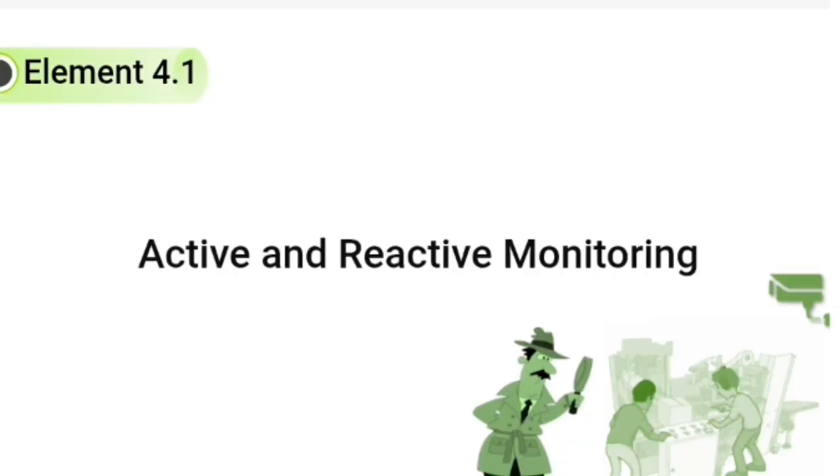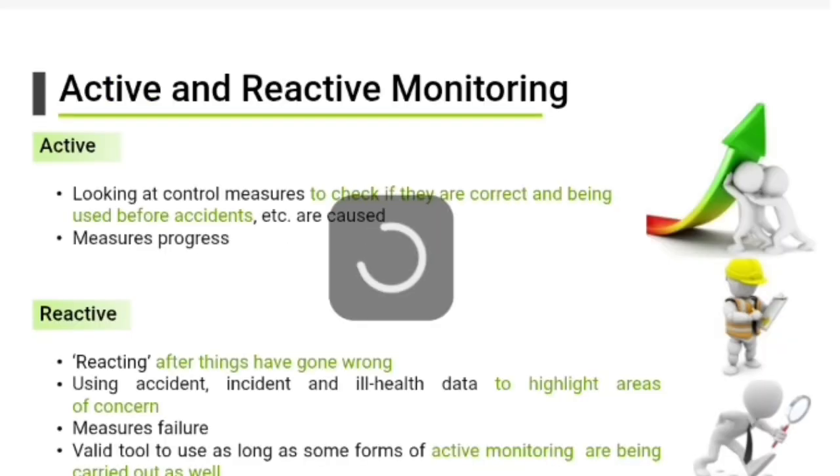Element 4.1. Active and reactive monitoring. The concept of monitoring within safety and risk management can be categorized into two primary approaches: active and reactive monitoring. In active monitoring, a proactive stance is adopted, with continuous efforts to assess and prevent potential issues. This is achieved through regular examination and validation of control measures, to ensure their correctness and effectiveness in real time.